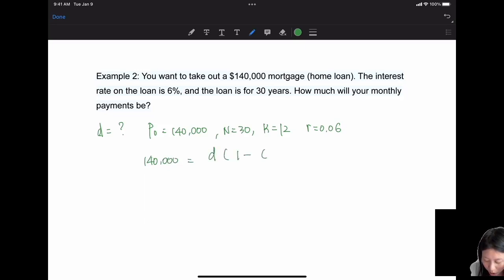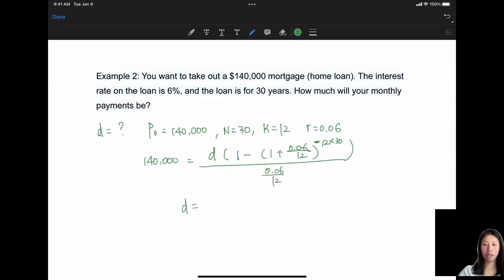Again, try to do it by yourself. D, we don't know. 1 minus, negative 12 times 13. I always forget the negative. If you don't get a negative, you will get a totally different answer. So always remember that the exponent on top is negative. After you calculate it, your monthly payment should be $839.37.